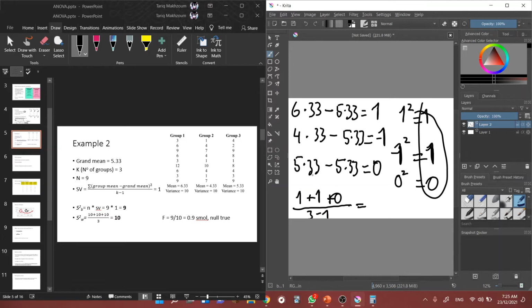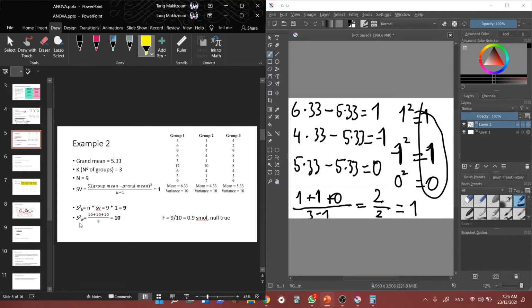So that's going to be 1 plus 1 plus 0, that's 2, and then 3 minus 1 is 2. And so 2 divided by 2 is just 1, and so our sampling variance is 1. Okay? And so again, to find our within group variance, we take the sampling variance, which we calculated over here, and that's 1, and we multiply that by the sample size for each of the groups, which is 9 in this case. And so 9 times 1, that's just 9.